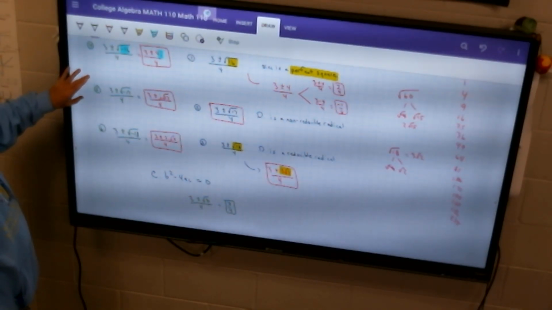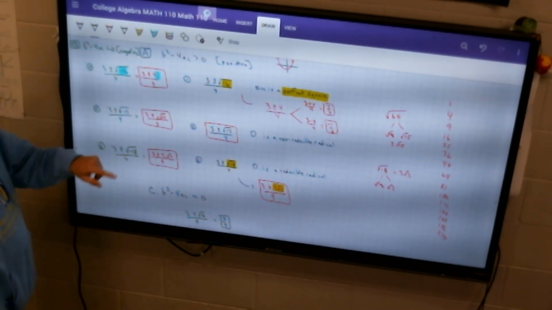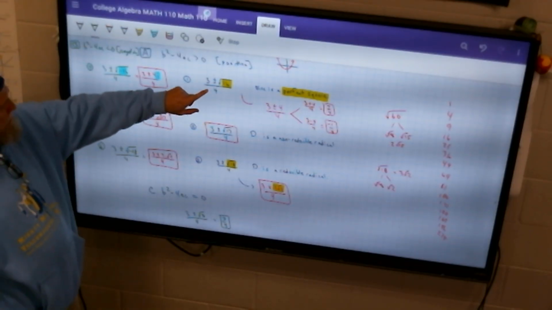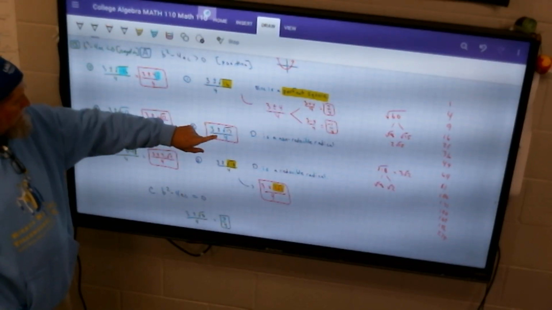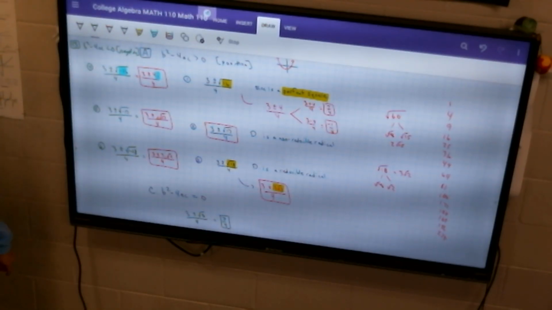So when it comes to the quadratic formula, and we deal with that discriminant, these are the possible answers. There's only 7 possibilities: perfect, positive, non-reducible radical, reducible, negatives, or 0.